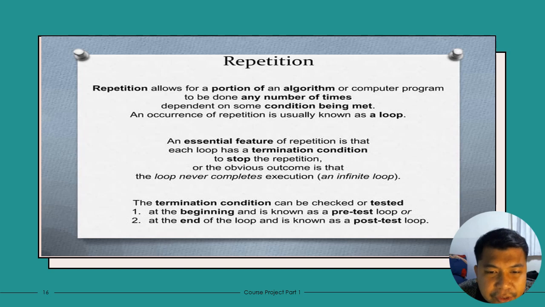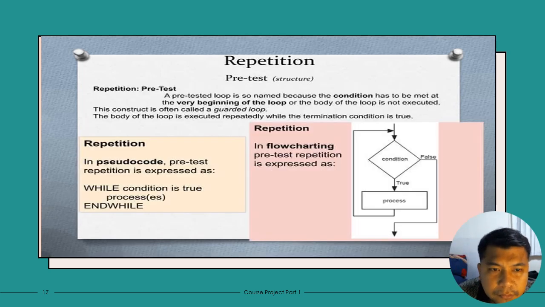The termination condition can be checked or tested first, at the beginning, and is known as a pre-test loop, or at the end of the loop and is known as the post-test loop. This is an example of repetition which shows that if the condition is false, it will go to the end, but if the answer is true, it will go to a process and then go back to the question or the condition.